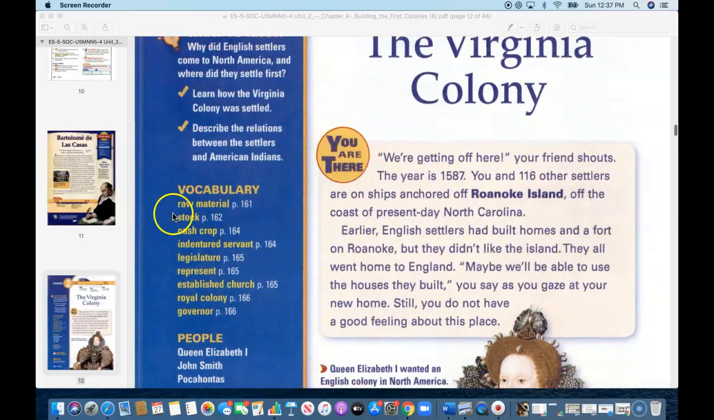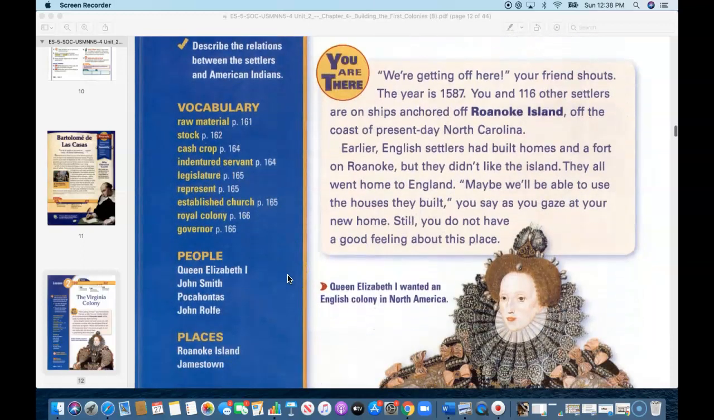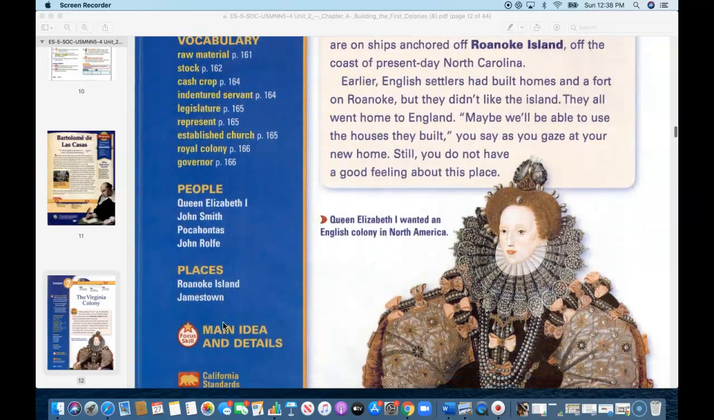Please review in Quizlet: raw material, stock, cash crop, indentured servant, legislature, represent, established church, royal colony, governor. And people that we'll see in this section: Queen Elizabeth I, John Smith, Pocahontas, John Wolfe. Places: Roanoke Island and Jamestown.